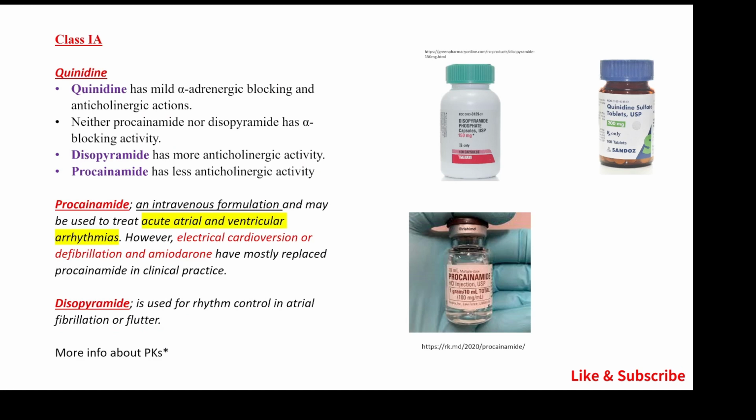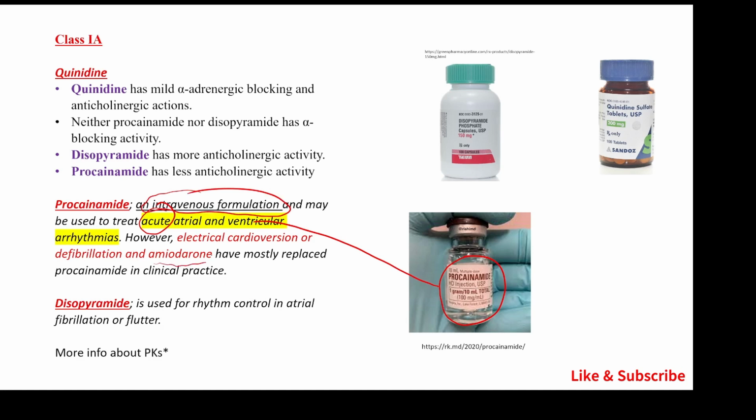Okay, for class 1A also, we need to look at some medication available here. You can see procainamide is available as an injection. That means we use it for acute atrial fibrillation or ventricular arrhythmia. Procainamide intravenous formulation, but it's not considered a first line choice.